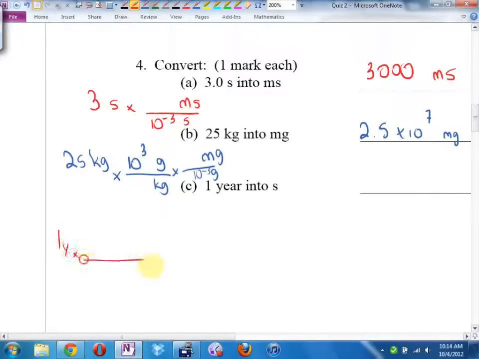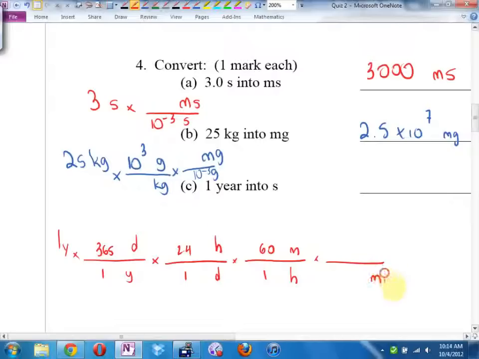1 year. I want years to cancel. I can go to days. I know 365 days is 1 year. I want days to cancel. I can go to hours. I know 24 hours is 1 day. I want hours to cancel. I can go to minutes. I know 60 minutes is 1 hour. I want minutes to cancel. I should call minutes M-I-N because M is meters. Seconds, and I know 60 seconds is, it's going to be 365 times 24 times 60 squared.